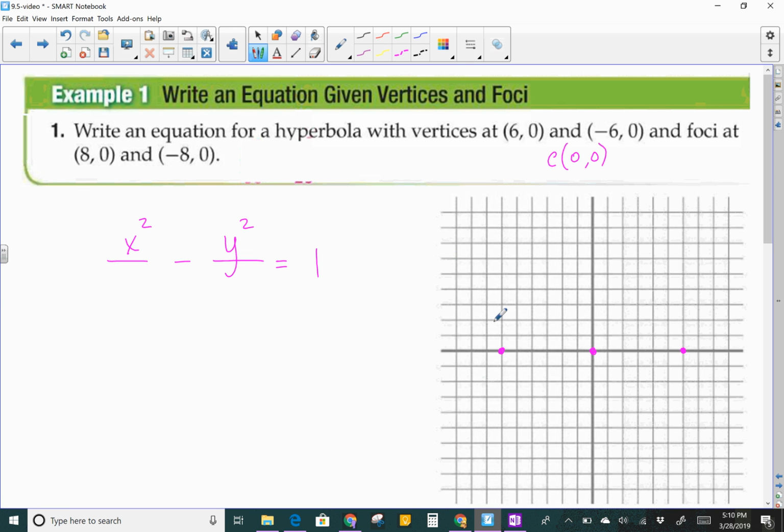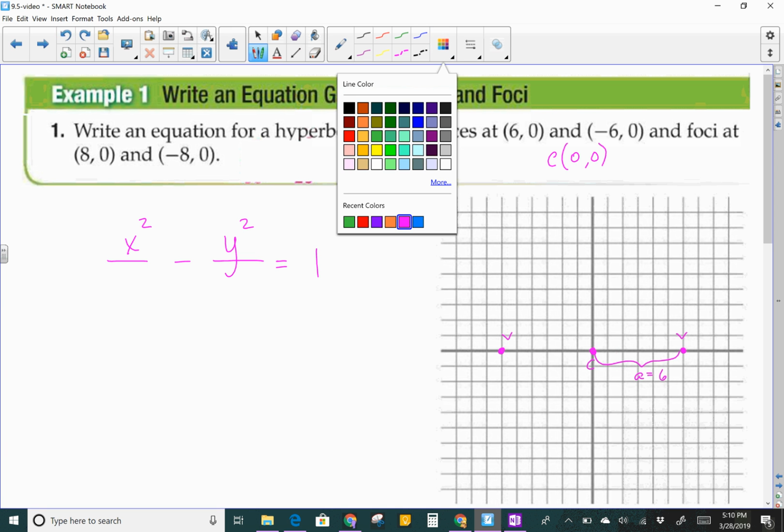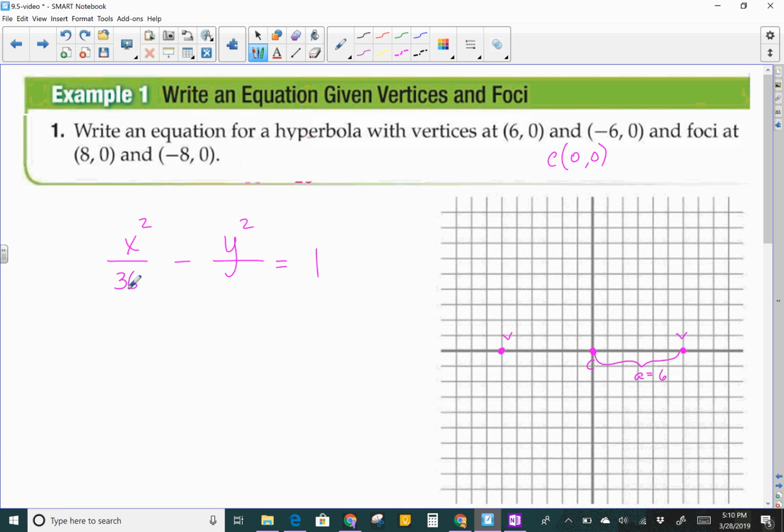It opens horizontally because my vertices are changing on the horizontal. How far did I go? So that's a center, that's a vertex, that's a vertex. How far is it from the center to the vertex? Just like we did for the ellipse. That's 6 units. So I know that a is 6, which means underneath the x, I'm going to put 6 squared, which is 36.